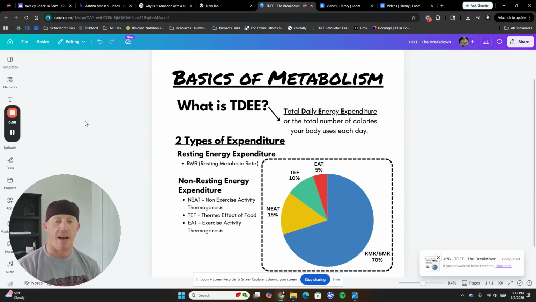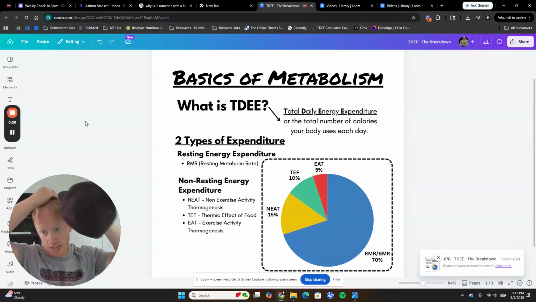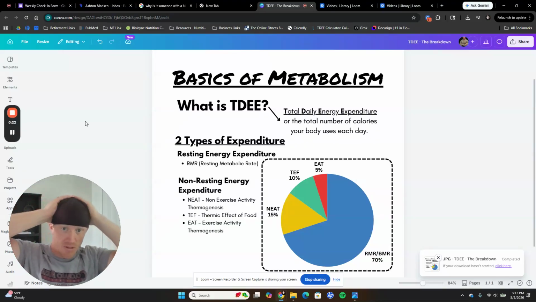What's going on, guys? So the basics of metabolism. Let's go through this and give you a little bit better understanding of what metabolism is. I'm sure you're familiar with the term. You may have an understanding of what it is, but I want to make sure that it's really clear that you guys understand this and have a good understanding of what makes up our metabolism.